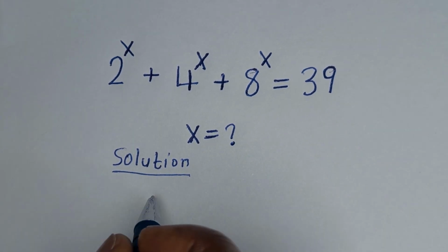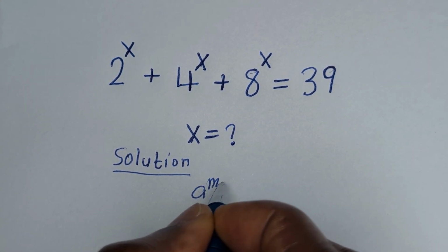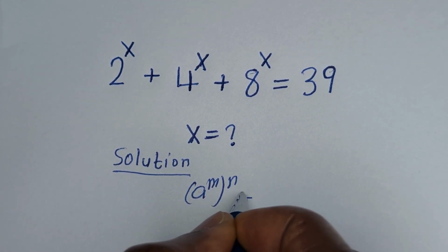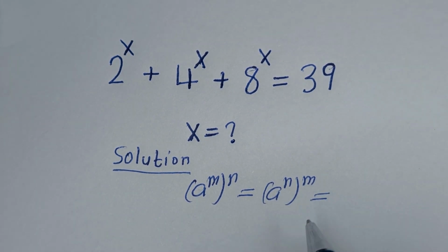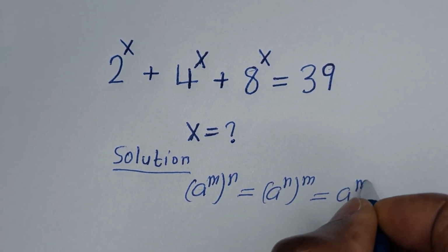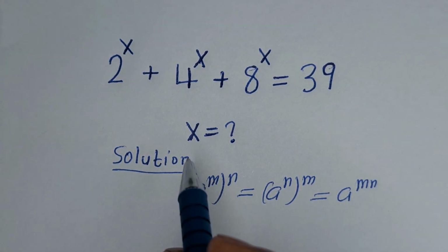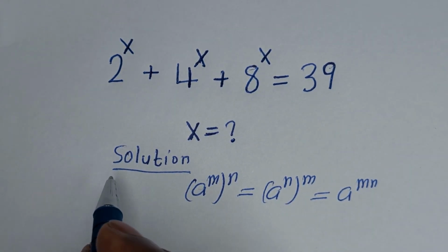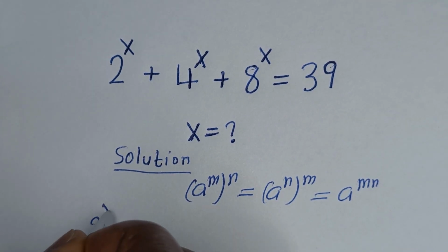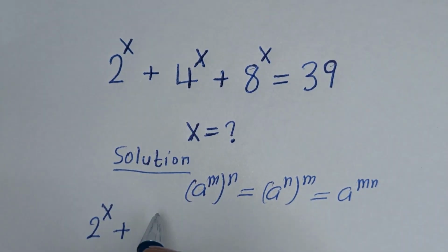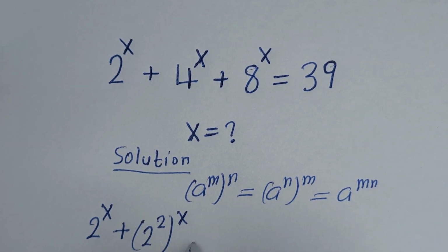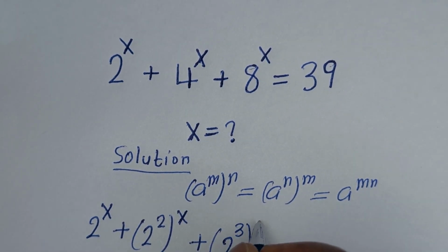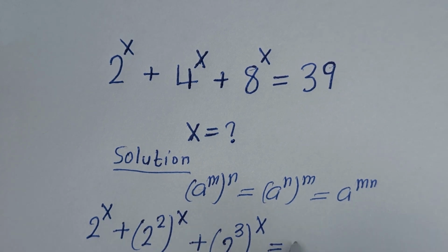Take note of this, that if you have a raised to power m to the power of n, this is equal to a raised to power n to the power of m, this is equal to a raised to power mn. Then the whole of this can be written as 2 raised to power x plus 4 raised to power x can be written as 2 square raised to power x plus 8 raised to power x can be written as 2 raised to power 3 raised to the power of x is equal to 39.